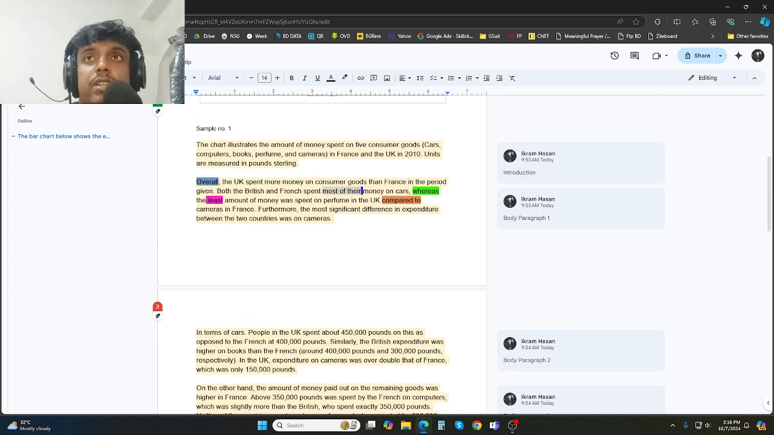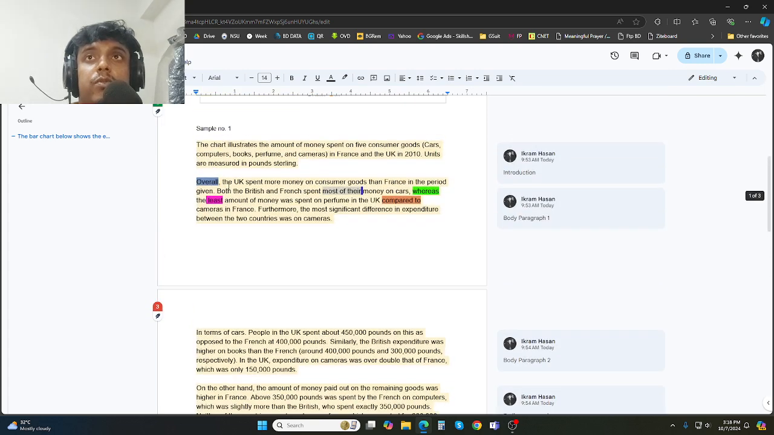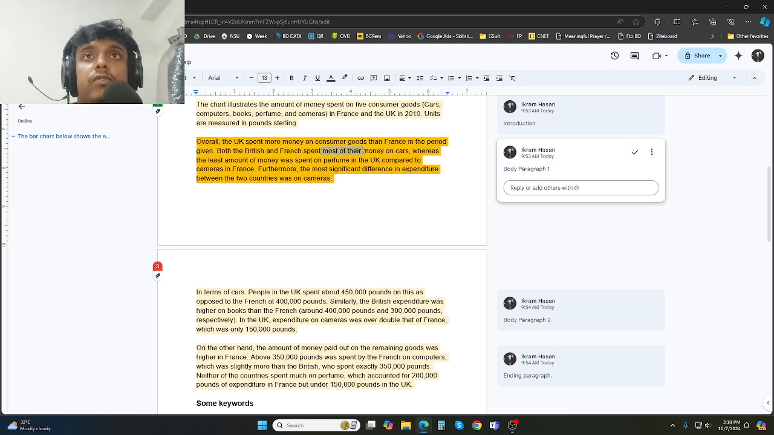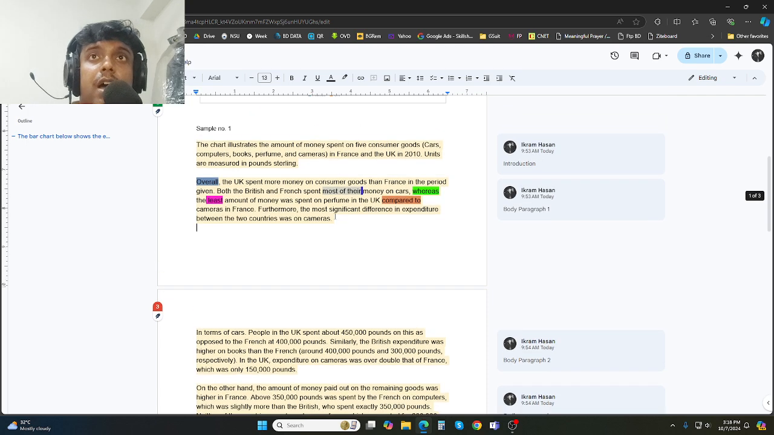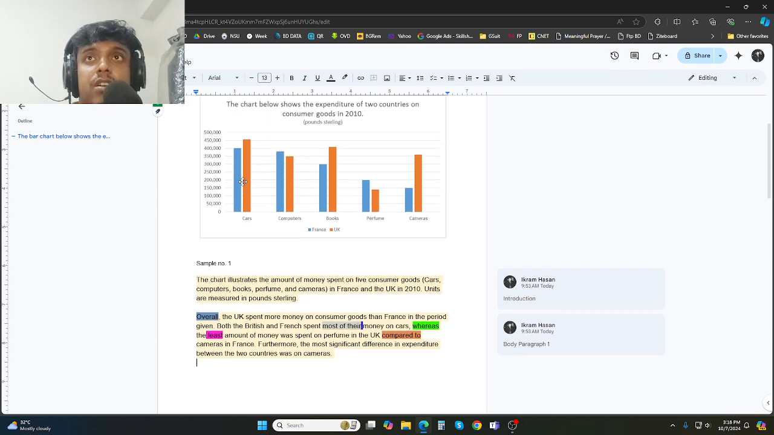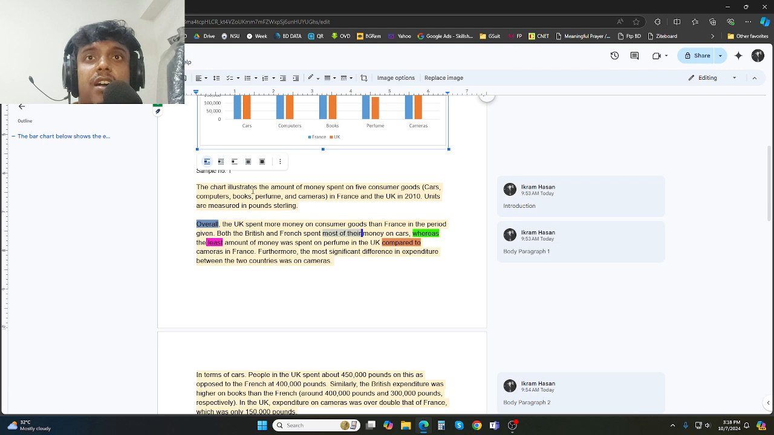So over here we can see the overall. We use overall to summarize main points or trends. So we started the paragraph with the word overall. Then we are using, both British and French spent most of their money. So over here most of their money was spent on cars. So we are talking about the highest value, and the highest expense for both the countries was, we can see over here in the bar chart, cars.